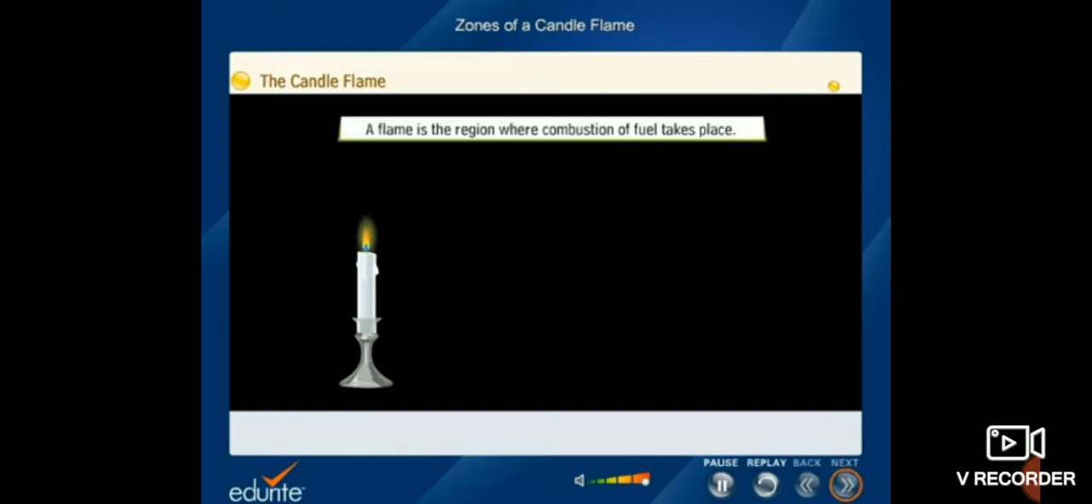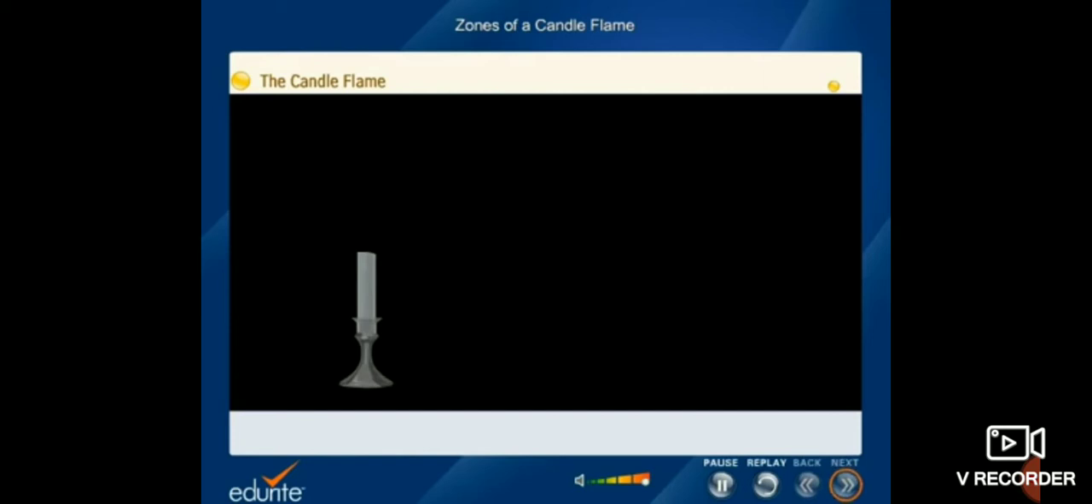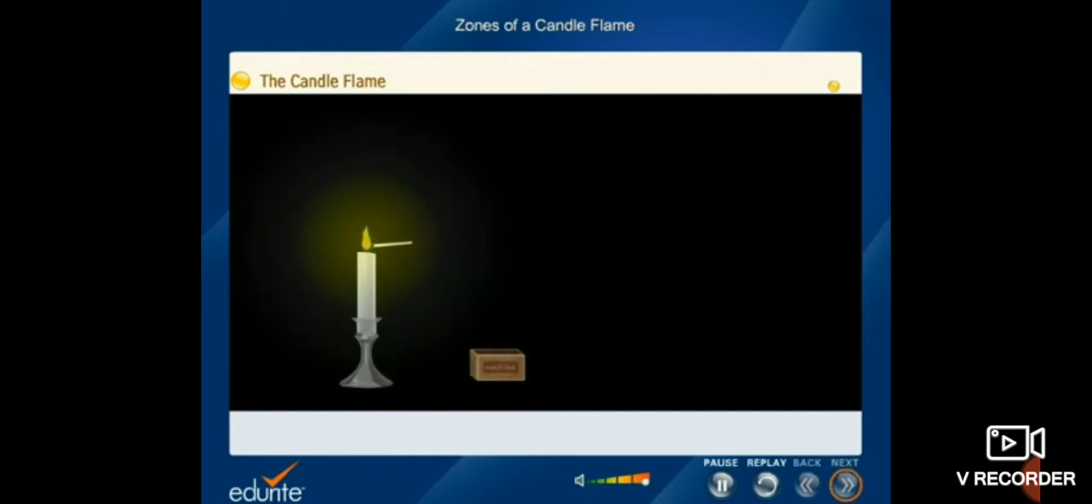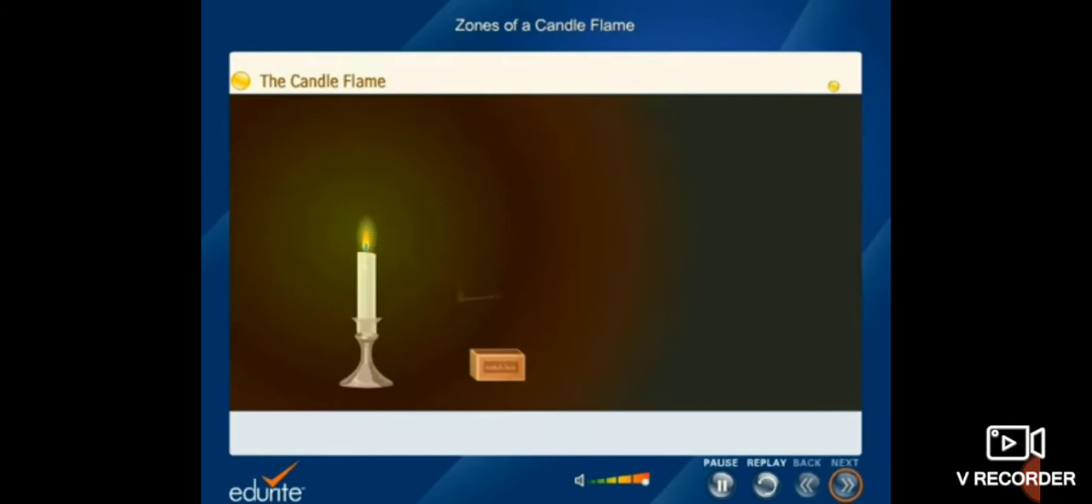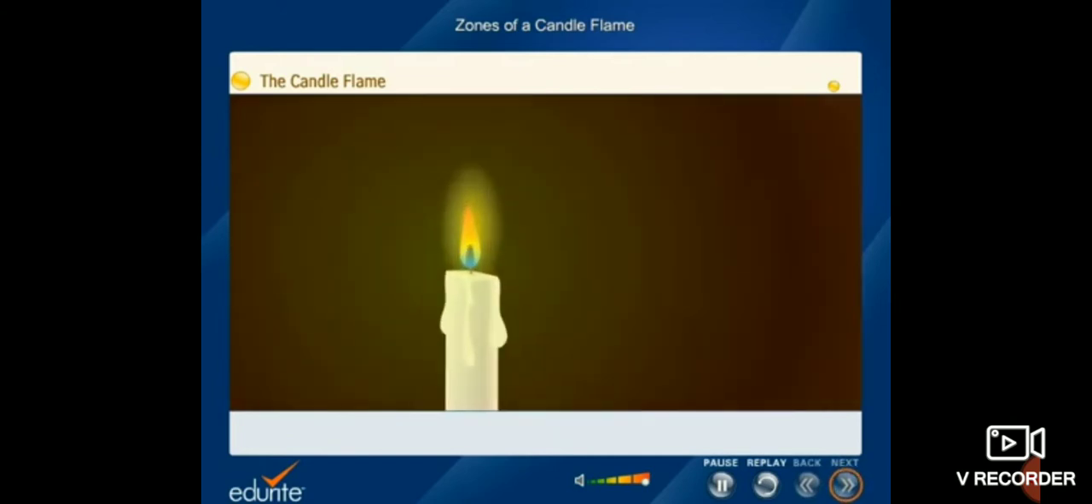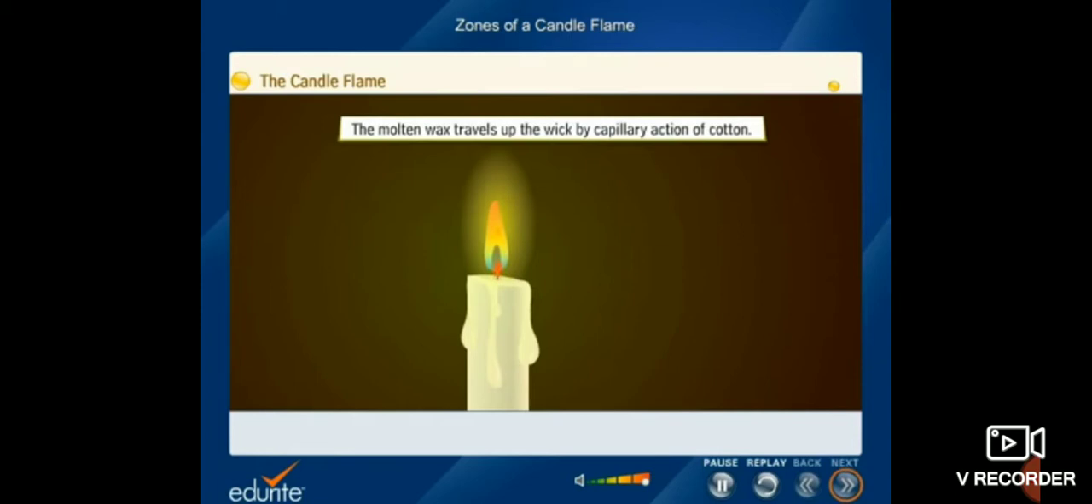A flame is the region where combustion of fuel takes place. An ignited matchstick gives the initial heat to light the candle. The wick quickly catches fire and melts the solid wax. The molten wax travels up the wick by capillary action of cotton. The heat causes melted wax to vaporize and burn in the presence of oxygen.